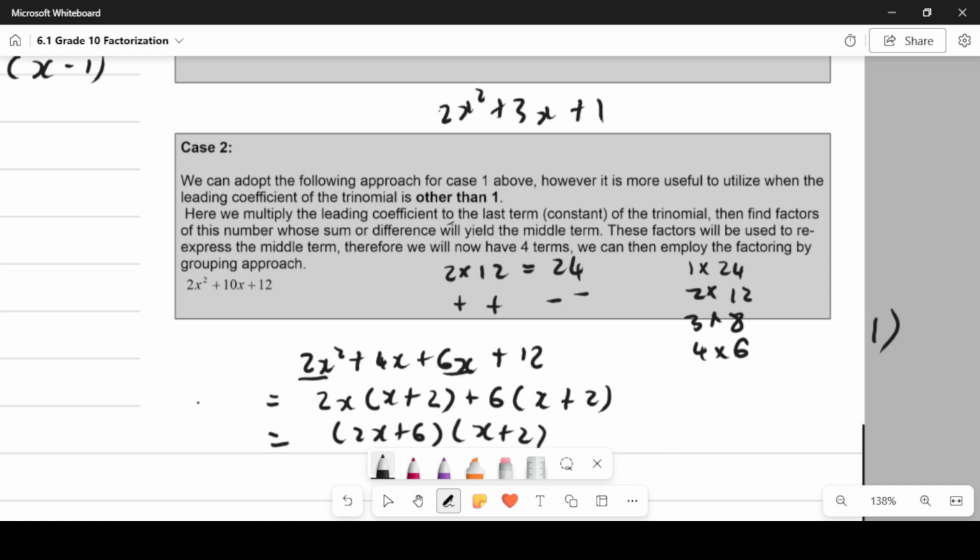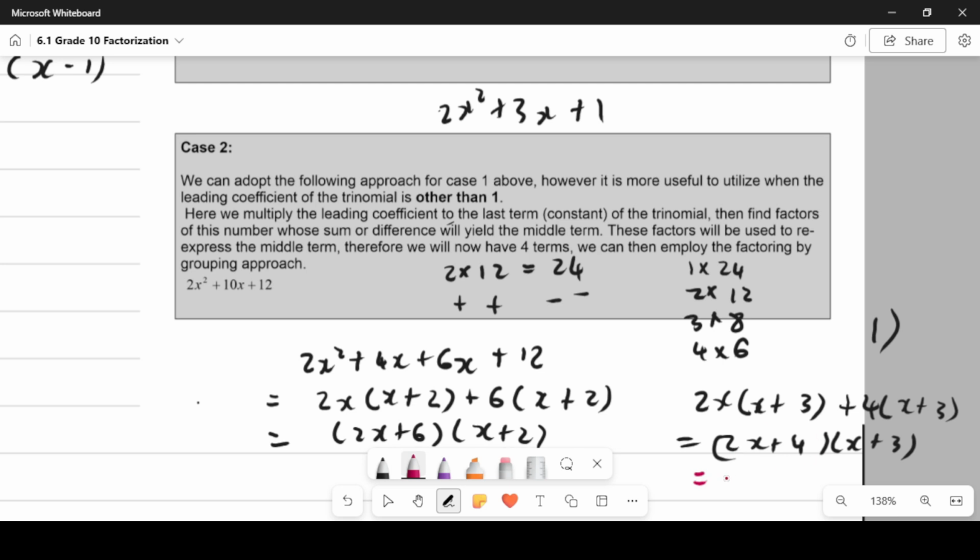Between the first and the third term, I can see that it's 2x into x plus 3 plus 4 into x plus 3. So therefore we have 2x plus 4 and x plus 3. If I distribute this to check if we're correct, it'll be 2x squared plus 6x plus 4x plus 12.